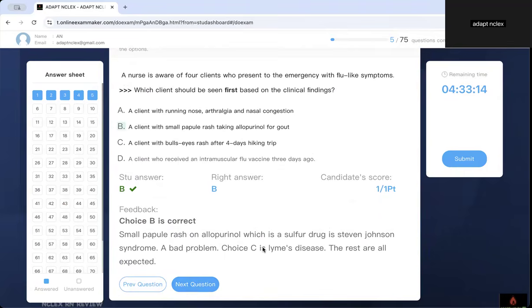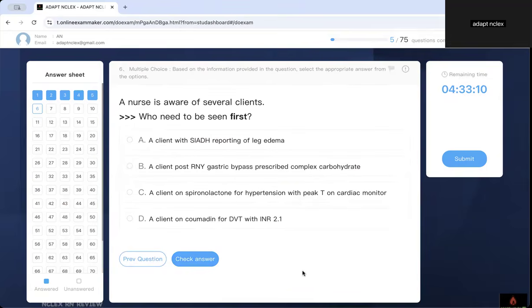A bad problem, bad problem, bad problem. Same thing, divided into two. A client with SIADH, what do you expect? Leg edema? Somebody with a gastric bypass, should you put them on complex carbohydrate? You see the way I'm reading it? I don't care the way it was written. I'm reading it the way I feel comfortable, and then I can handle it.